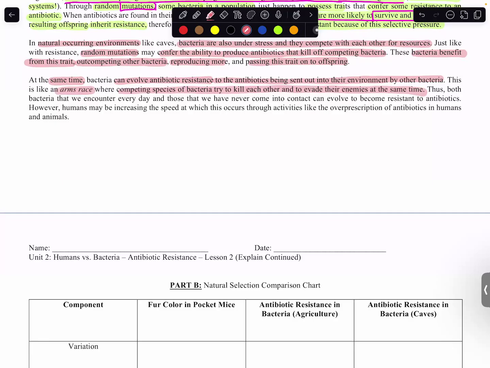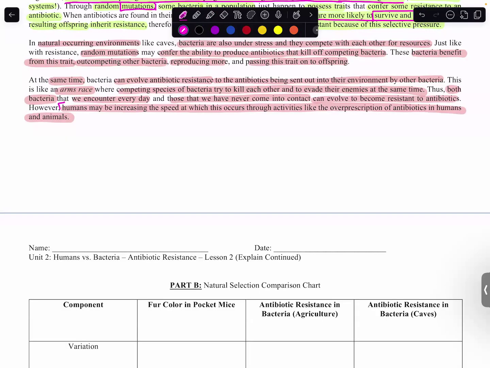So I'm trying to always dominate you. Think of imperialism, if you will. Thus, both bacteria that we encounter every day and those that we have never come in contact with can evolve to become resistant to antibiotics. However, humans may be increasing the speed at which this occurs through activities like overprescription of antibiotics in humans and animals.